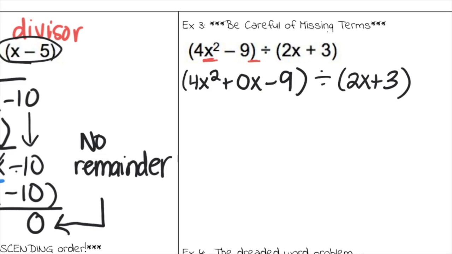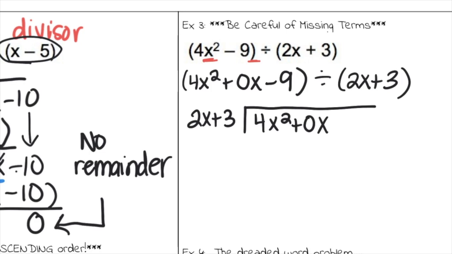So I have 2x plus 3 as my divisor. And then I have 4x squared plus 0x minus 9. All right, so what do I need to multiply 2x by to give me 4x squared? And that's going to be 2x. And I'm going to distribute that. So 2x times 2x is 4x squared. 2x times 3 is going to be 6x.